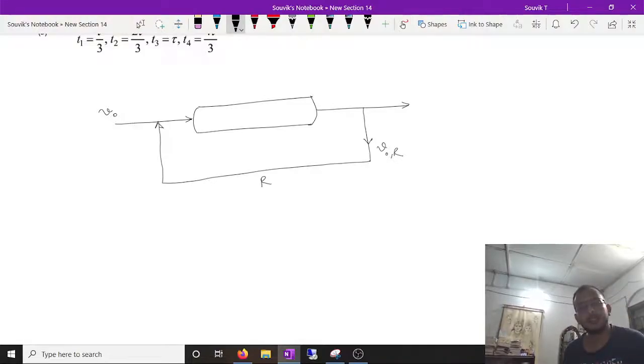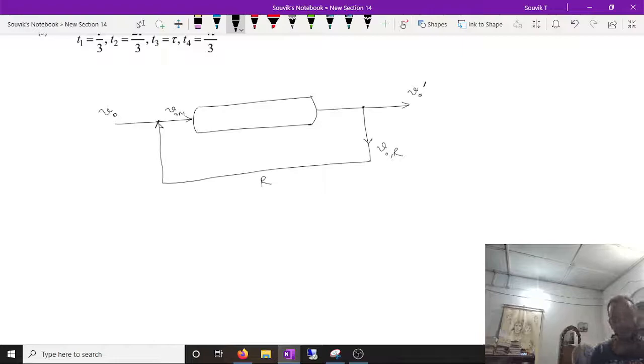As soon as the stream leaves the reactor, it gets separated into two different streams. One will be V0 R and the other will be V0', and as these two streams meet here, they mix and form a different stream which should be named V0M.